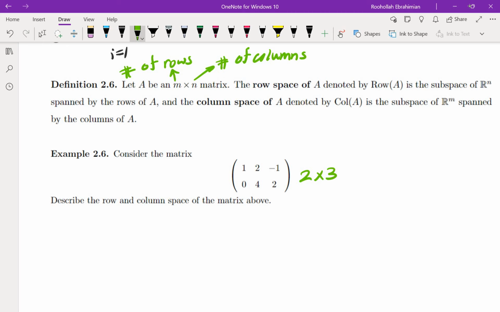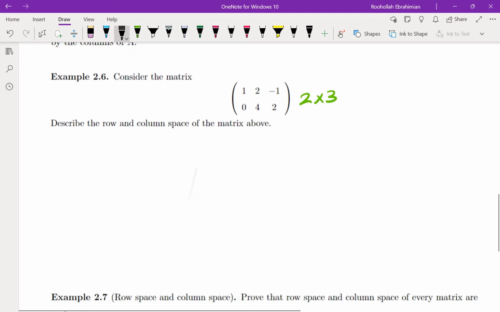If you look at rows of A, they would have n entries, and those m rows would give you a subspace of Rn if you look at the span of them. And the columns would give you the column space. So column space and row space are defined as span of columns and span of rows, and they are in different spaces. One of them is in Rn, the other one is in Rm.